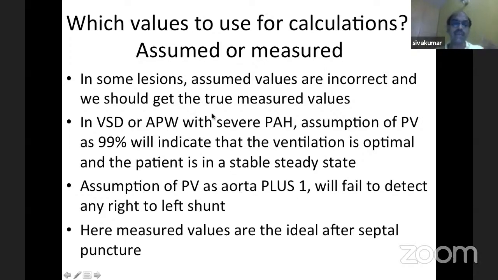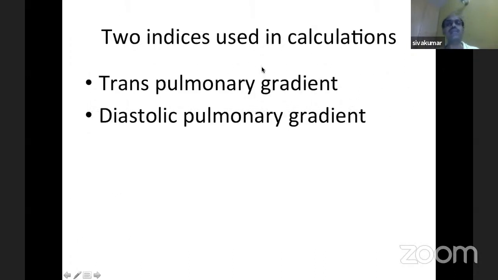So in a patient with a post-tricuspid shunt or a pre-tricuspid shunt where you are assessing operability, you need to enter into the PV and record the PV. Here the measured value is correct and not the assumed value. Sometimes you have to do even a septal puncture to enter into the pulmonary vein to take the measured value. If you take the assumed value, it is wrong. So I gave an example of when the assumed value is correct, and an example of when the measured value is correct.